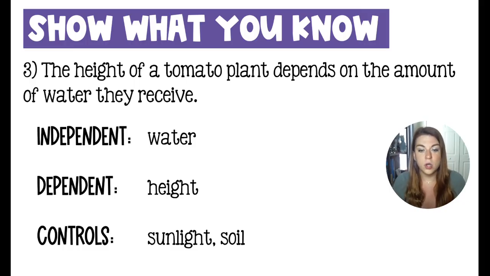And then the controls are sunlight, the quality of the soil. We want them to be the same type of tomato plant. There's so many types of tomatoes. So we want to make sure that they're the same type of tomato plant. And we want to grow them in the same season. We don't want to grow some in the spring and others in the fall. We want everything to be the same across the board, aside from the water. This ensures that water explains the difference in height. Water is the only explanation for a difference in height.